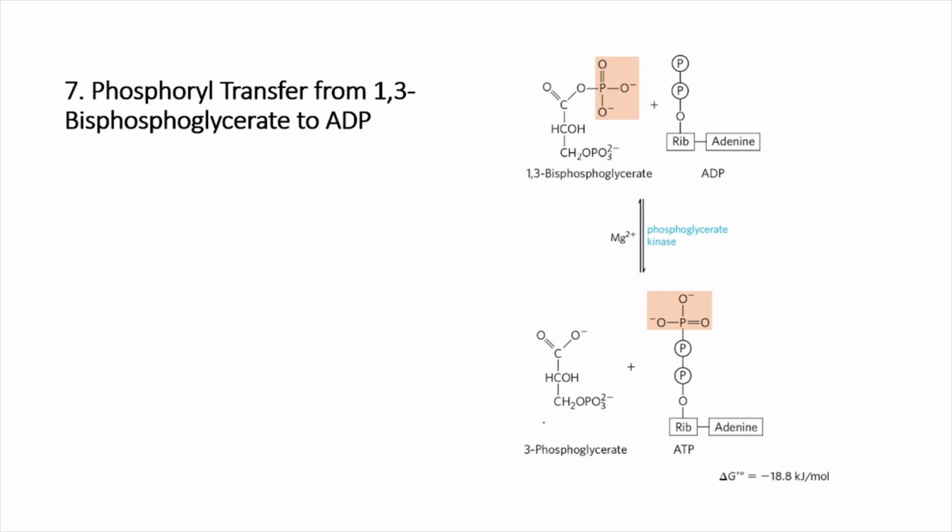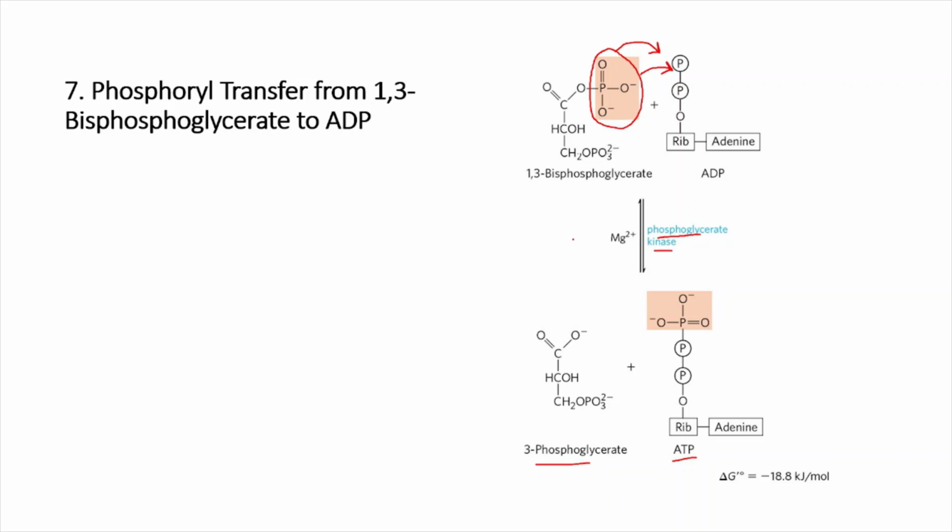So next step is the phosphoryl transfer from 1,3-bisphosphoglycerate to ADP. So what happens? 1,3-bisphosphoglycerate reacts with ADP, in which this phosphate group is transferred to this ADP. So what will happen? 3-phosphoglycerate will form, and because this phosphate has been transferred to this ADP molecule, ADP will now be converted into ATP in presence of the enzyme phosphoglycerate kinase.